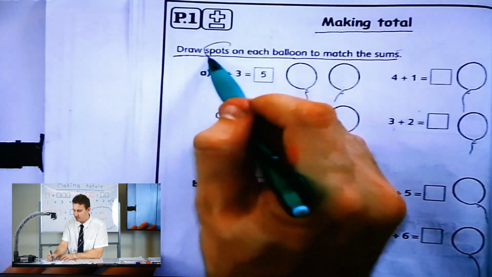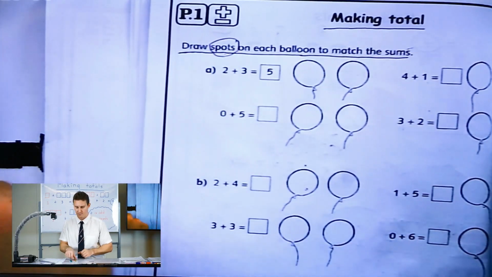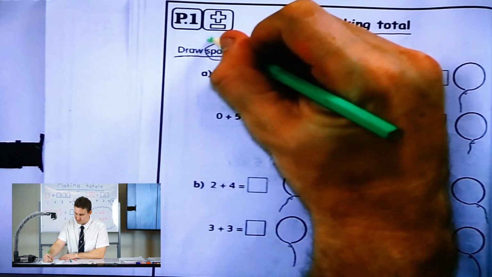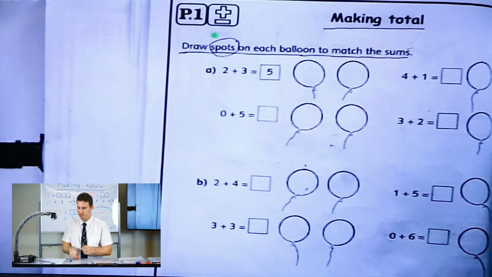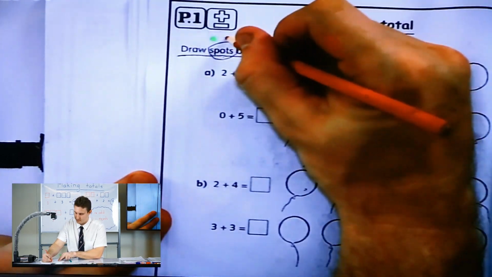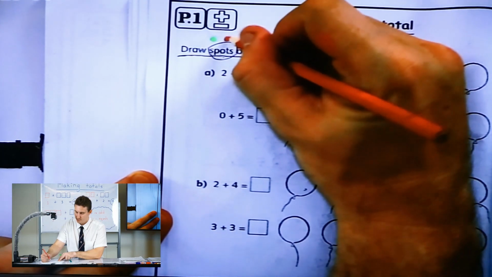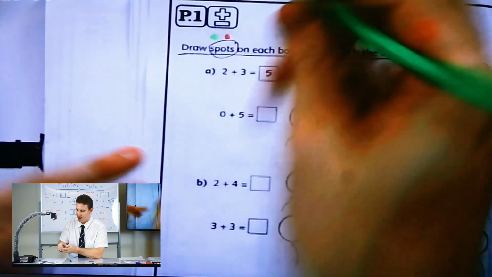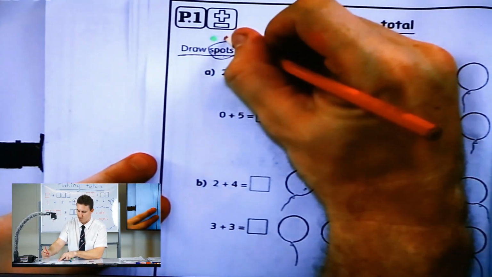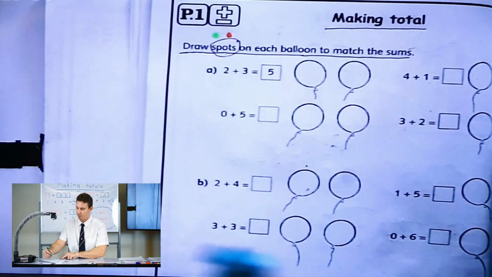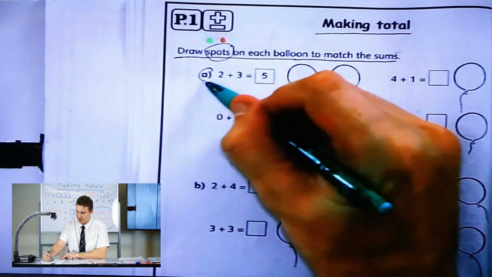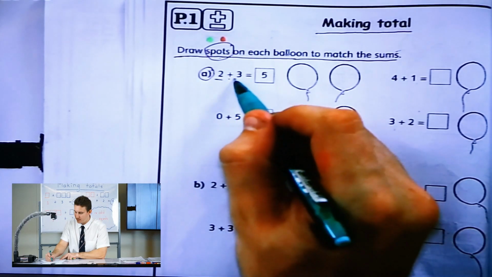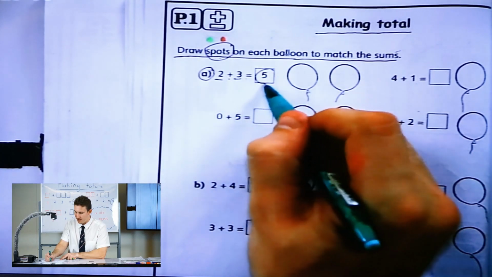Now spots, what are spots? Let me show you. A spot is a little circle like that, or a red circle. Okay, so today we're going to draw green spots and red spots. So let's look at example A. We have 2 plus 3 equals 5.